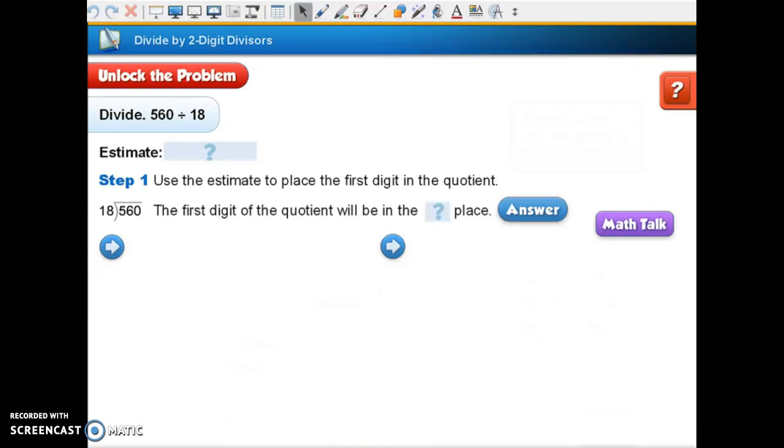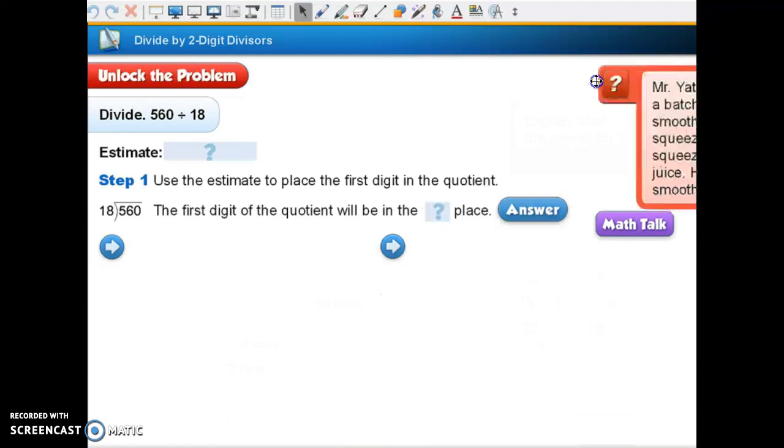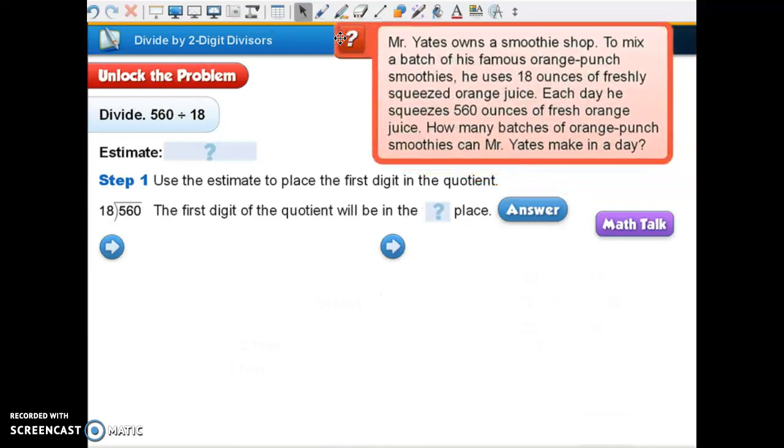560 divided by 18. So the first thing they want us to do is estimate. Let's read what our problem is, I guess. Mr. Yates owns a smoothie shop. To mix a batch of his favorite orange punch smoothies, he uses 18 ounces of freshly squeezed orange juice. Each day, he squeezes 560 ounces of fresh orange juice. How many batches of orange punch smoothies can Mr. Yates make? So he squeezes 560 ounces, and he needs 18 ounces to make a smoothie.